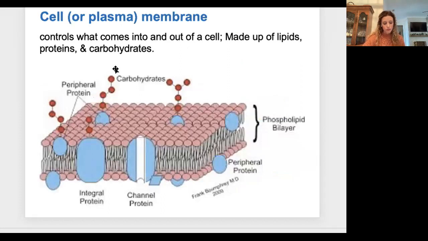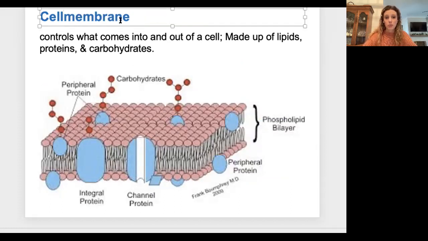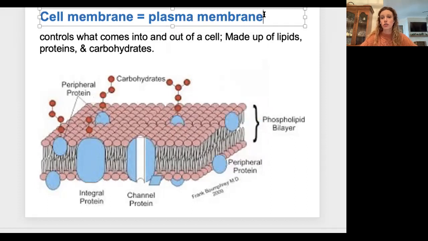Okay, so first up is the cell membrane or plasma membrane. I'm going to change this. I want you to write cell membrane equals plasma membrane. This is an interchangeable word, so they will use both of these words on the test. So they'll say the cell membrane consists of what? And then they'll turn around and ask you the plasma membrane consists of what? It's the same thing, okay? Same meaning, different word.